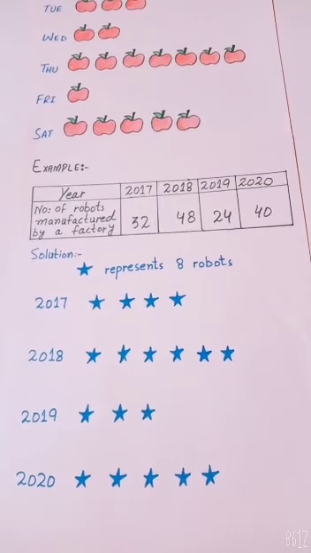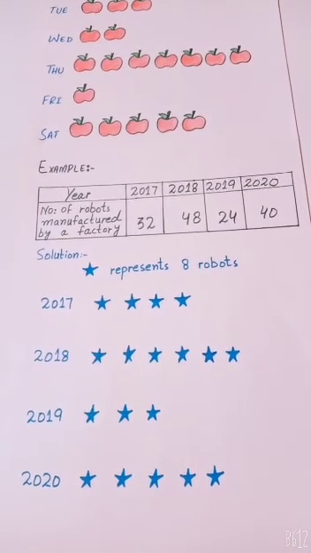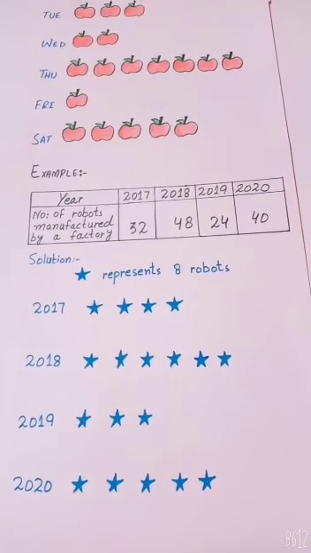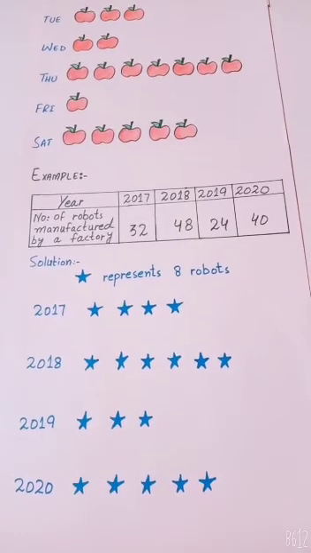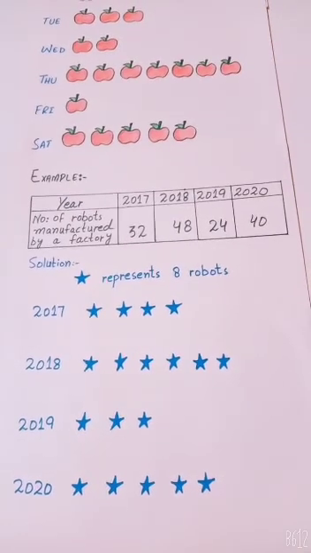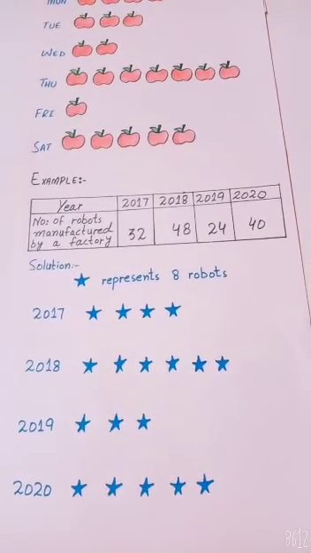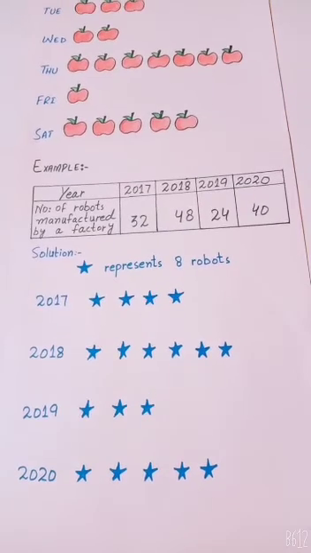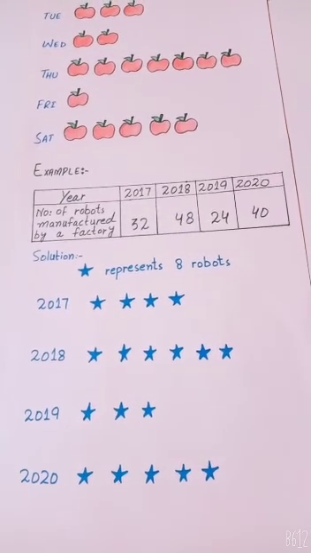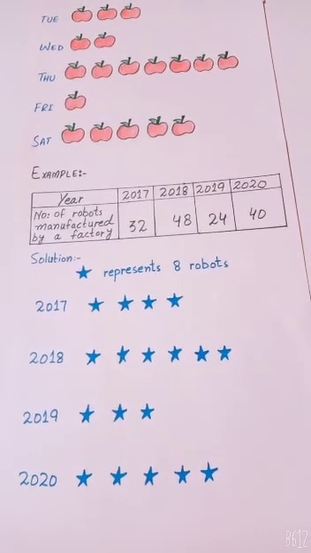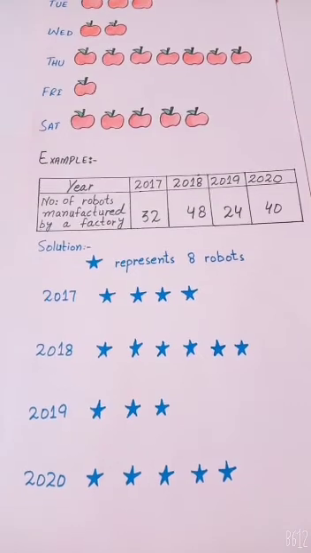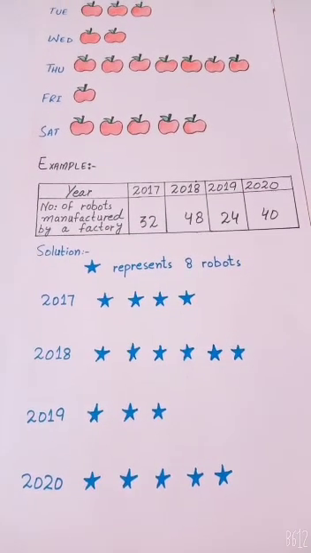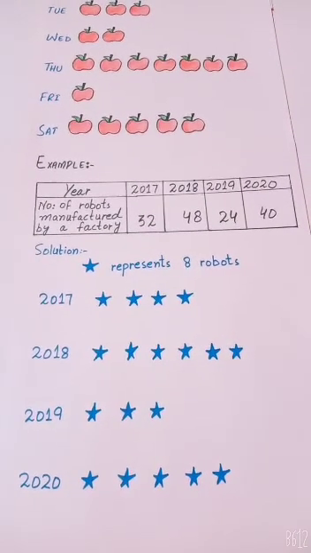32 divided by 8 is equal to 4. So in 2017 I have drawn 4 stars. In 2018 I have drawn 6 stars because 48 divided by 8 is equal to 6. In 2019 I have drawn 3 stars because 24 divided by 8 is equal to 3. In 2020 I have drawn 5 stars because 40 divided by 8 is equal to 5.